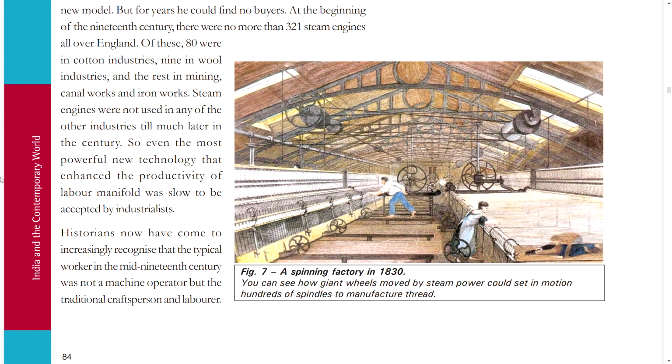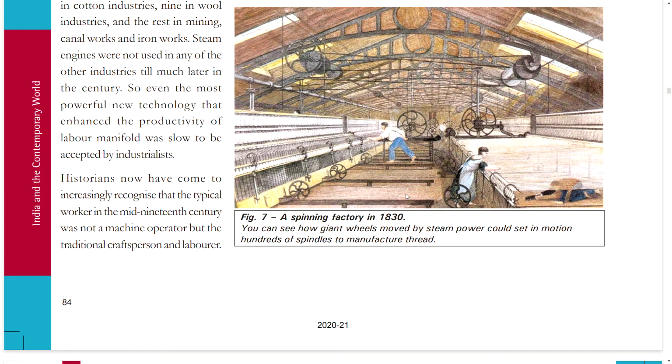So even the most powerful new technology that enhanced the productivity of labor manifold was slow to be accepted by industrialists. Figure: a spinning factory in 1830. You can see how giant wheels moved by steam power could set in motion hundreds of spindles to manufacture threads. Historians now have come to increasingly recognize that the typical worker in the mid-19th century was not a machine operator but the traditional craftsperson and laborer.